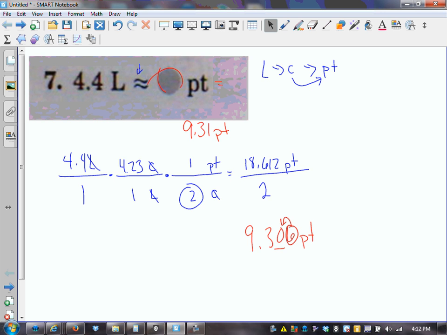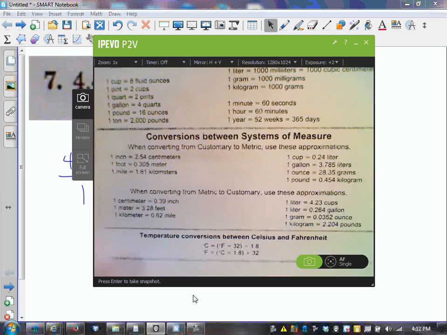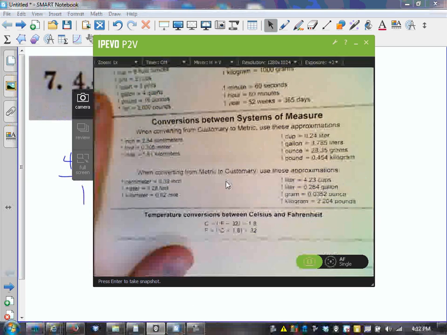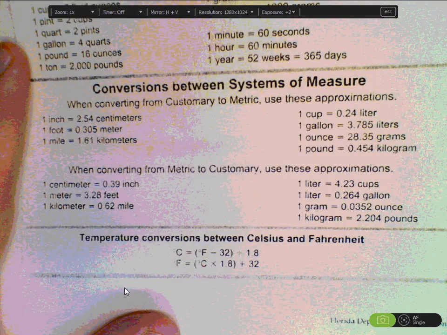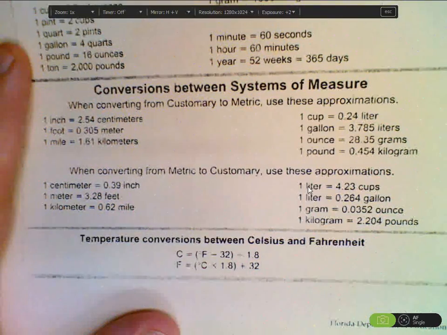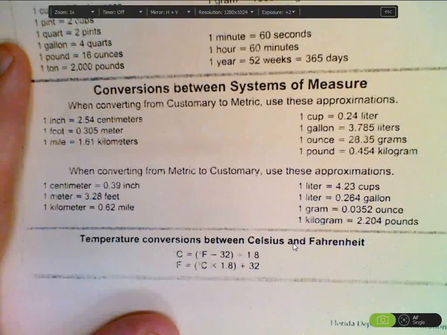The first thing you'll notice is when we go to the reference sheet, we want to use our metric to customary section here, because liters are metric and we're going to change it to pints. And we notice that we don't have a liters to pint conversion. It doesn't mean it can't be done. We just don't have a liters to pint conversion.